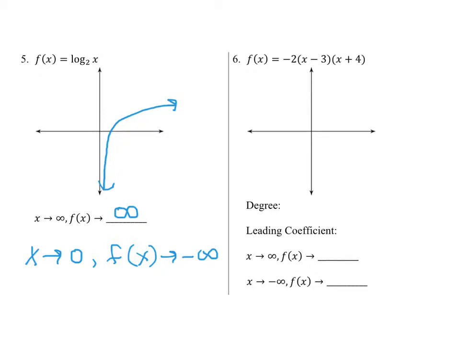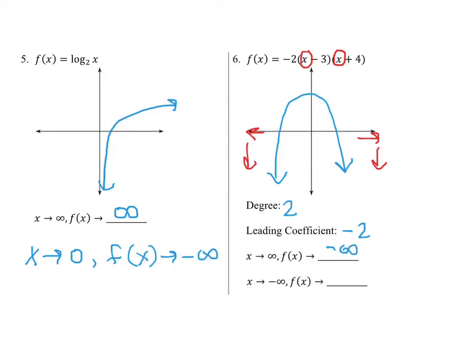When I graph number 6, it goes something like that. To find the degree on this one, because it's in factored form, I'm just going to look and see how many x's I have. If I was to expand this out, there's 2 x's, so my degree is 2. Leading coefficient is going to be that negative 2. End behavior, my graph goes down to the right and down to the left. So I'm going to say as x approaches positive infinity, f of x approaches negative infinity. As x approaches negative infinity, f of x approaches negative infinity.